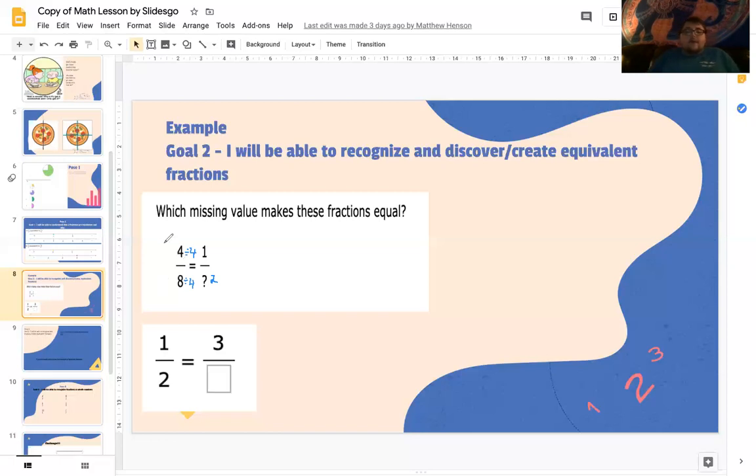All I did was I knew that I was going from 4 to 1, so I was getting smaller, so I had to divide. 4 divided by 4 equals 1. I had to do the same thing down here. 8 divided by 4 equals 2. So 4/8 is equivalent to 1/2.